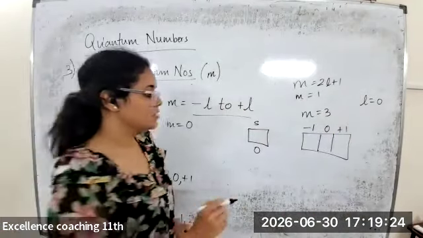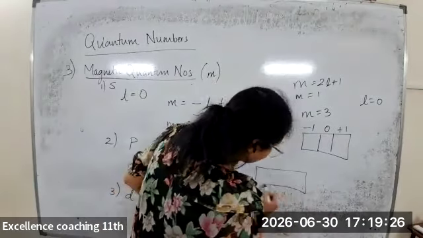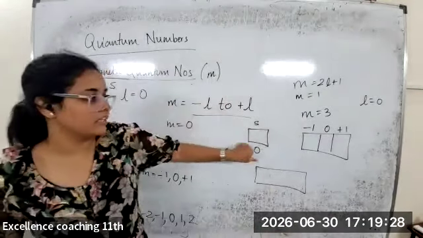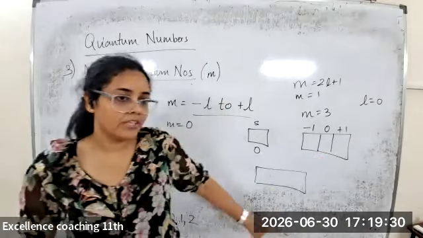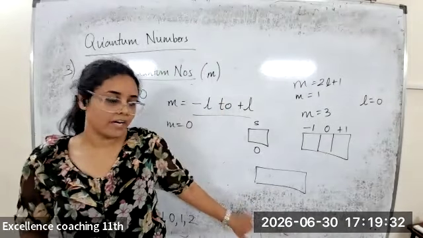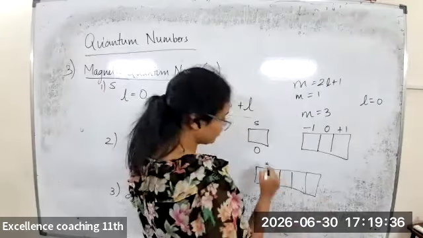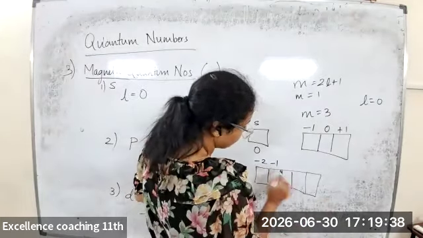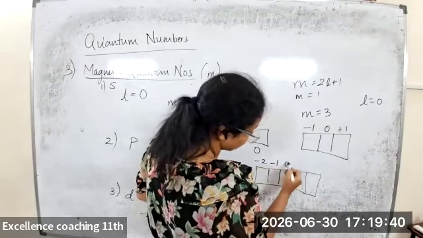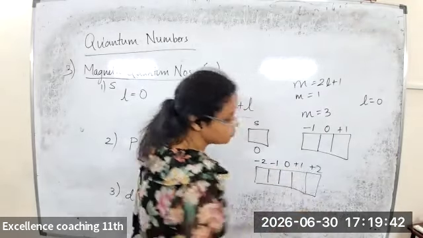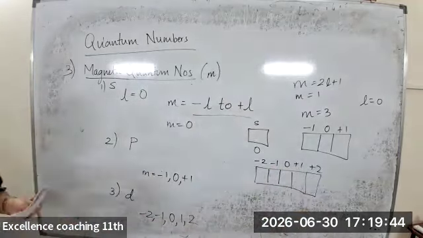Okay. So suppose I speak about the D, it will be how many? Here we got 1. Here we got 3. Now D will be how many? 5. In other words, it will be -2, -1, 0, +1, +2.